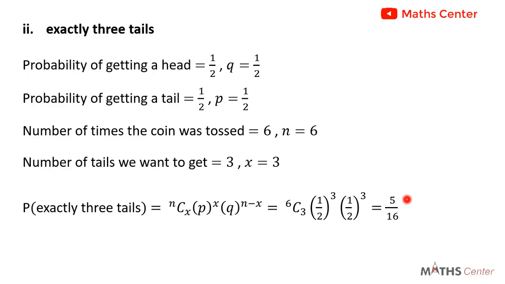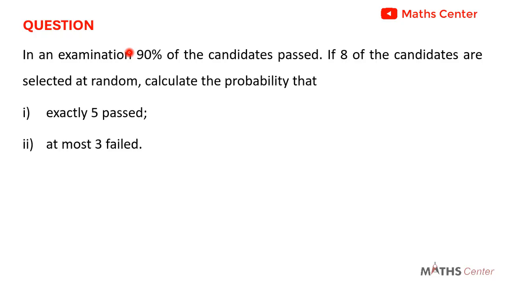Let's consider the next question. In an examination, 90% of the candidates passed. If 8 of the candidates are selected at random, calculate the probability that I, exactly 5 passed, II, at most 3 failed. This is a binomial situation because in an examination, you are going to have 2 mutually exclusive outcomes.